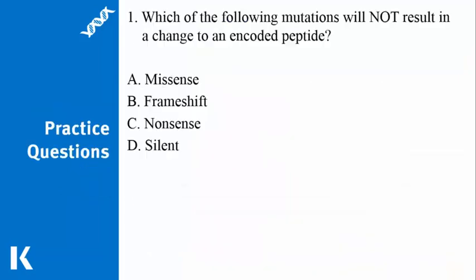Let's see how the MCAT will test these concepts. Answer this first question about the different types of mutations. The correct answer is D. If needed, review the mutations segment of this video until you feel comfortable defining each type.